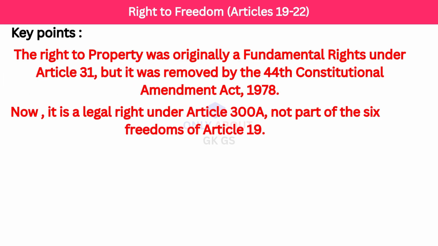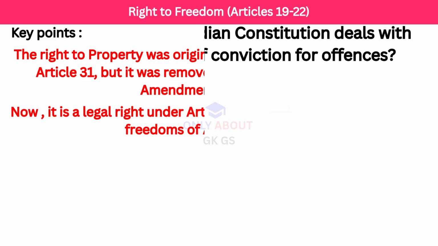Key points. The right to property was originally a fundamental right under Article 31, but it was removed by the 44th Constitutional Amendment Act 1978. Now it is a legal right under Article 300A, not part of the 6 freedoms of Article 19.